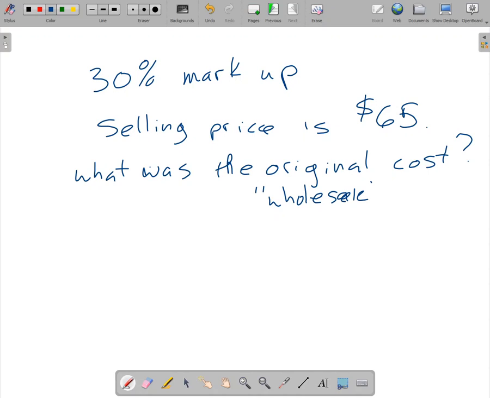So try to solve this any way that seems reasonable, and then we'll compare answers. I'll draw a picture and then show a proportion for it. So the selling price is 65. After a 30% markup, what was the original cost?